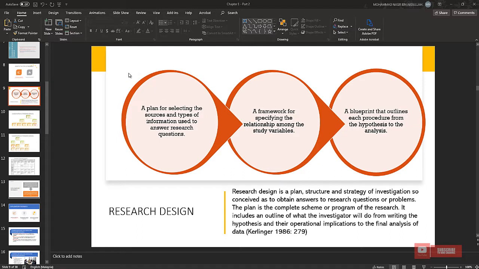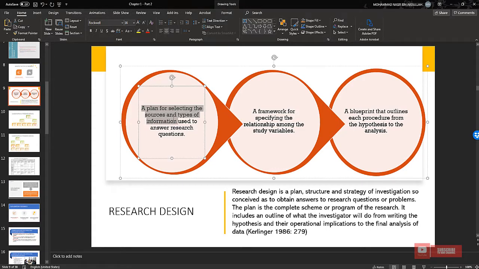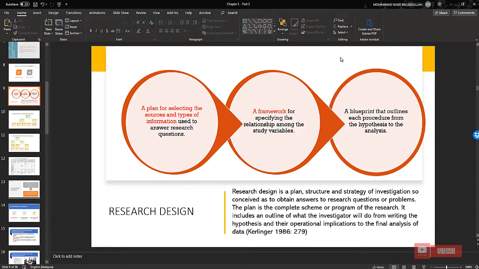So basically, research design is a plan for selecting the source and the type of information. It's a plan for selecting the source and type of information used to answer the research question. It's also a framework for specifying the relationship among the study variables, right? It's a blueprint that outlines each procedure from the hypothesis to the analysis.